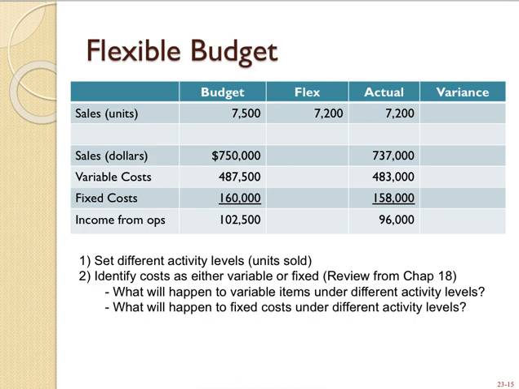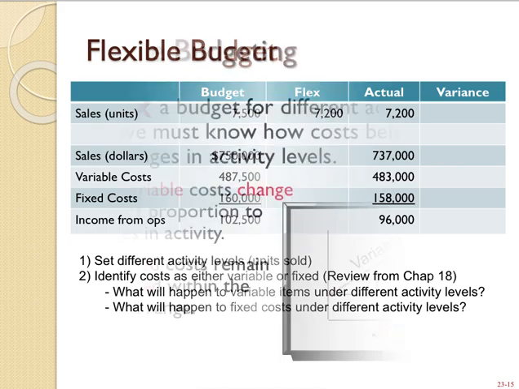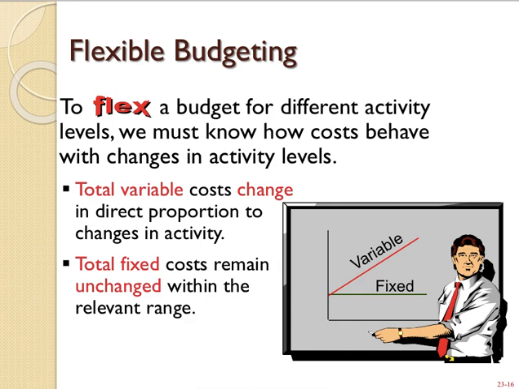But variable costs and fixed costs operate differently under different activity levels, right? So variable costs change in proportion to changes in activity. So in other words, as you sell more, your variable costs will be more. Okay? Fixed costs, on the other hand, will be the same regardless of activity, right? So it's a fixed line. So even as you sell more, those costs will stay the same.